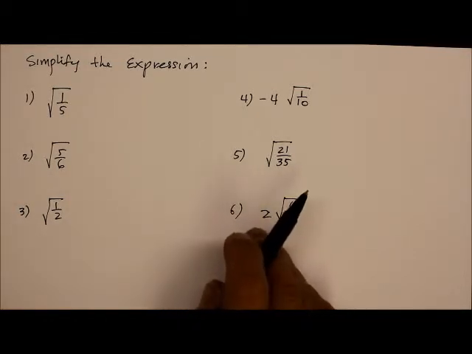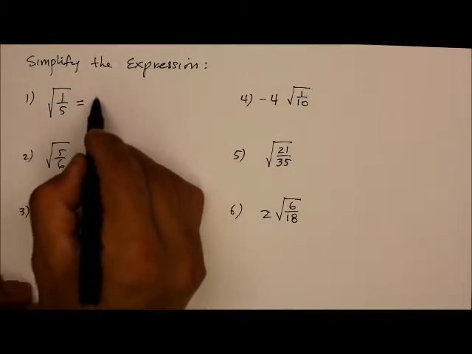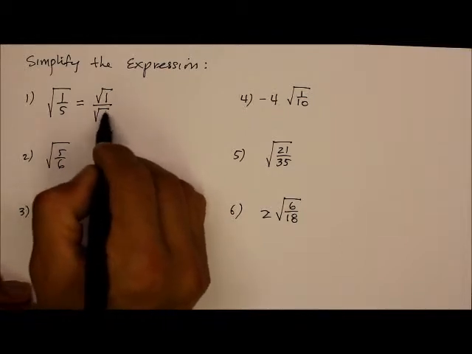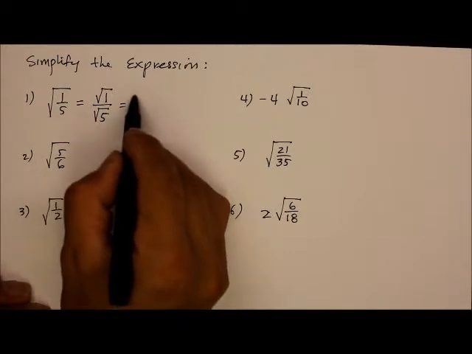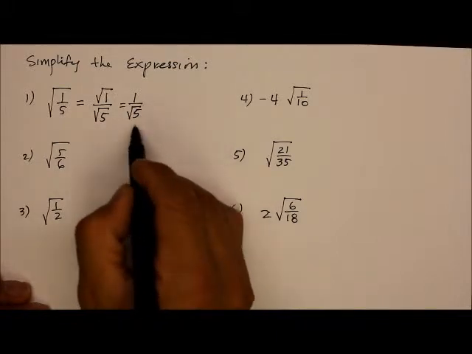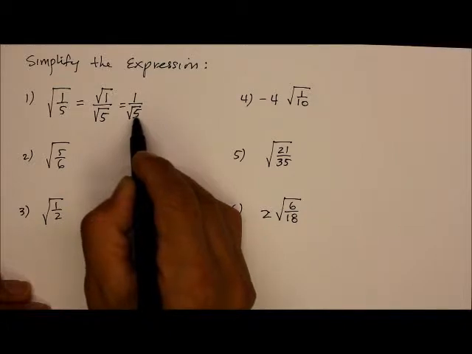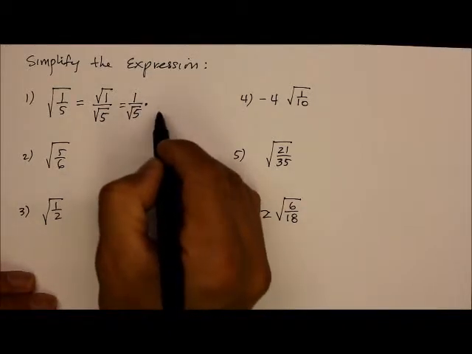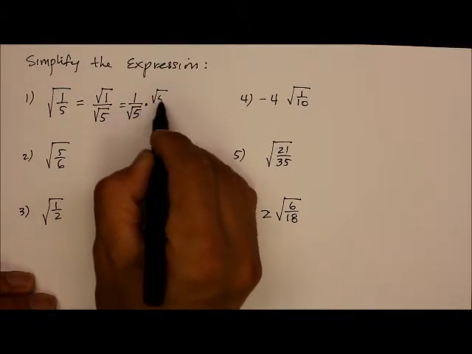So if you look at number 1, we have square root of 1 over 5, which can be written as square root of 1 over square root of 5. We did that on the last portion. I know what the square root of 1 is. It's simply 1. But square root of 5 cannot be simplified any further. However, you cannot leave your answer like that. You have to rationalize the expression, meaning make the denominator not a radical. And to do that, you multiply this quotient, the top and the bottom, by that denominator, which is square root of 5.